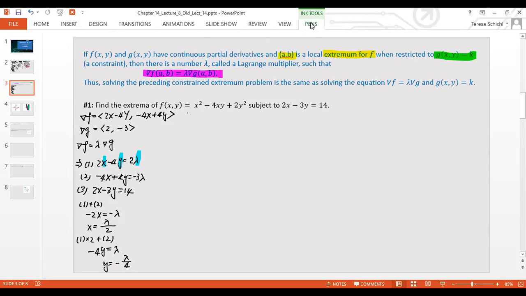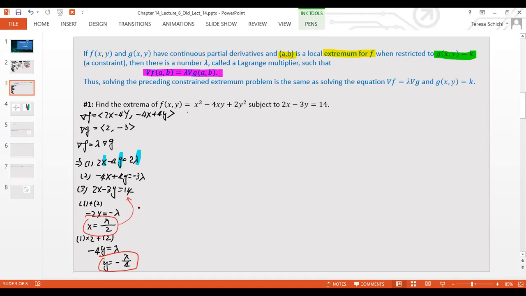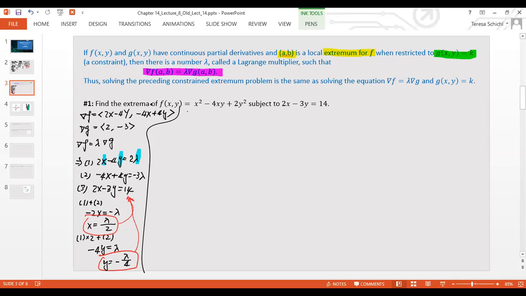Then I have x here. This one is not too bad. Then I can substitute both into my third equation, so I can solve it. Now in here, I will have 2x, right? So 2 times x, which is 1/2 lambda, plus negative 3y. Y is what? Negative lambda over 4.